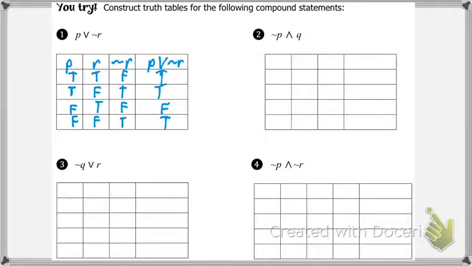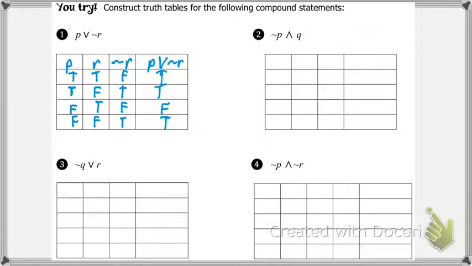I think it's pretty neat. Okay. Questions on that? Okay. How come we always put P first? You just put them alphabetically. Oh, yeah. P comes before R.